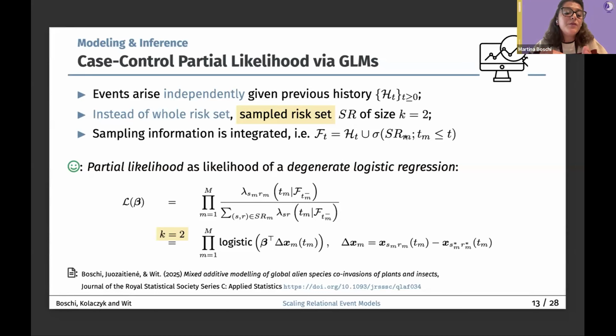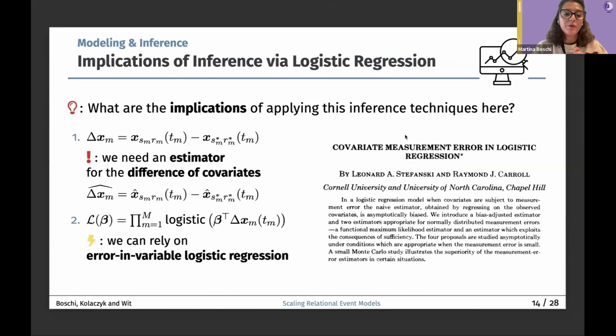However, I want to underline that if you just sample 2 events, so one event and the event that indeed occurred, you can express this likelihood as the likelihood of a degenerate logistic regression. So you deal with the likelihood of a logistic where the response is fixed equal to 1, and the covariates are the difference between the covariate of the event and the covariate of the non-event. Why do I need to introduce this now? Because this has 2 important implications for my work.